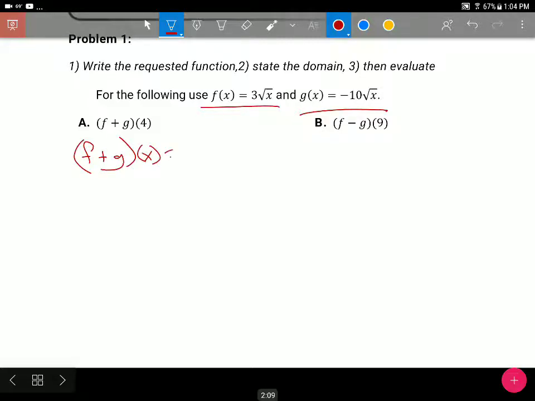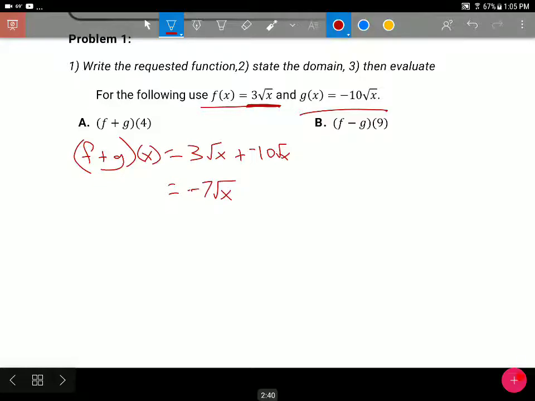So take f, 3 square root of x, and then we're going to add g, negative 10 square root of x. You just plug them in. You grab the f function, grab the g function, put a plus sign between them, and combine these two things. They both have square root of x, so how many square root of x's do you have? Negative 7.